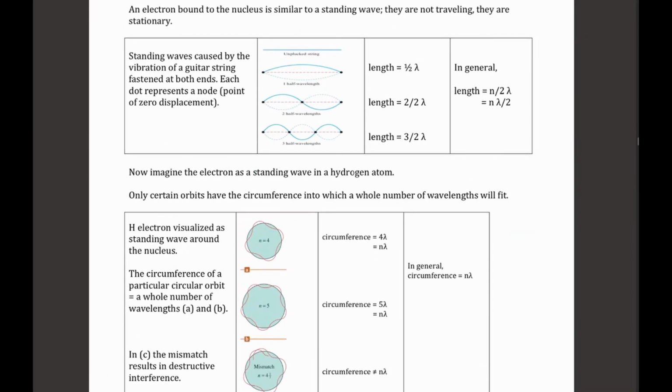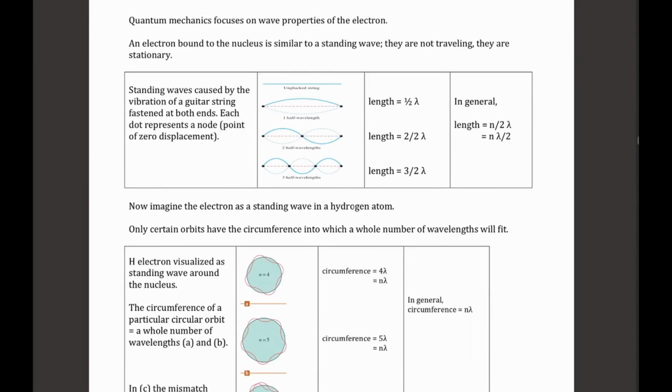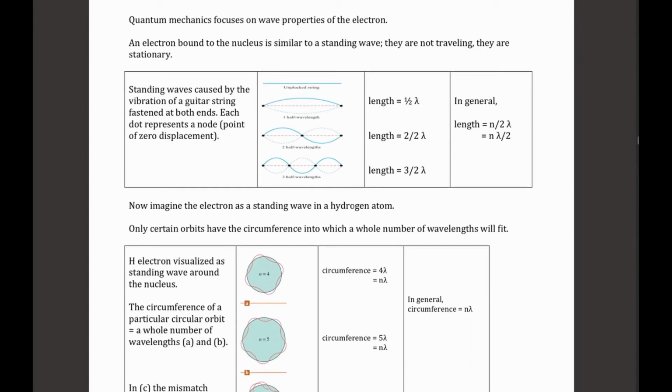Alrighty, so next we have: quantum mechanics focuses on wave properties of the electron. Those wave properties that we just worked with, those are what the scientists realized must be the important stuff to focus on. And quantum mechanics has been successful. Experiment backs it up, and it focuses on the wave properties of the electron. An electron bound to the nucleus is similar to a standing wave. They are not traveling, they are stationary. That's where the term standing wave comes from.